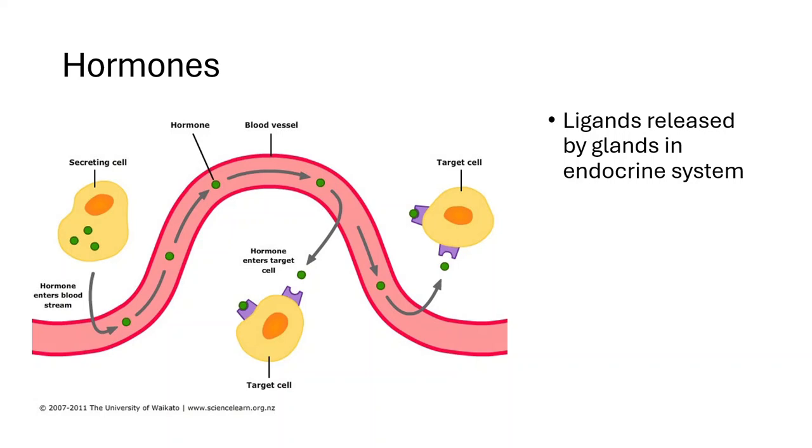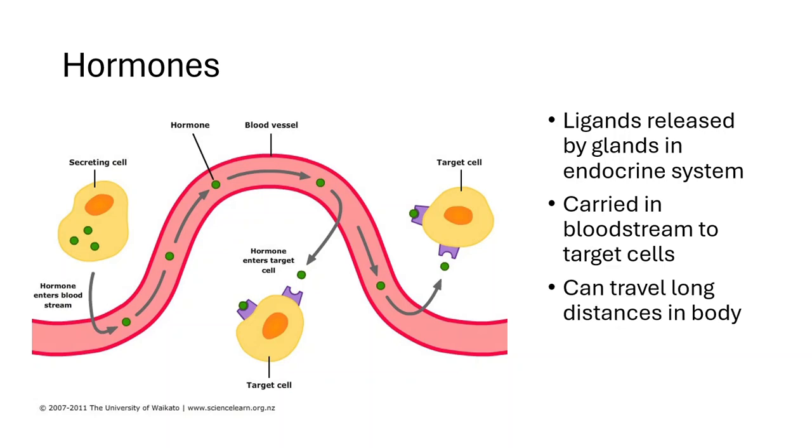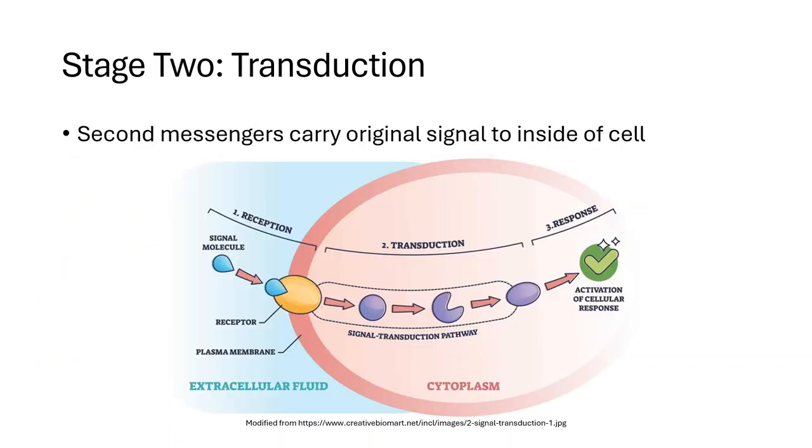Now, let's talk about a specific category of ligand. These are hormones. Hormones are signaling molecules released by glands in the endocrine system. They are usually going to be carried in the bloodstream to their target cells, and they are capable of lasting for and traveling long distances in the body. So you can have a gland, for example, the adrenal gland, which is located on top of the kidneys in your lower back, can release adrenaline, and that travels through the blood and can reach pretty much every cell in the body and have an impact.